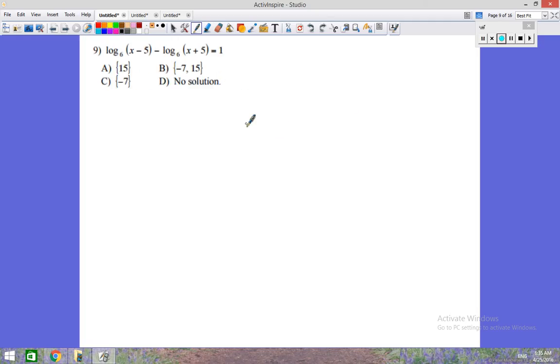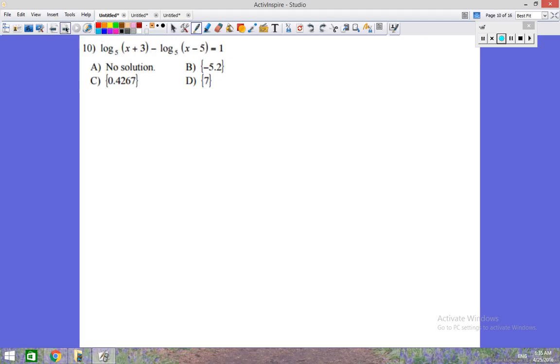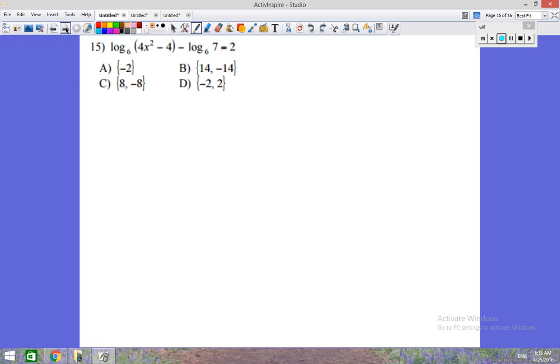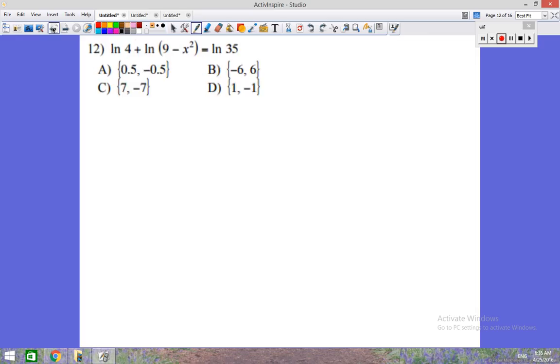All right, I'm going to stop this video and do the logs. The rest of the equations are log equations. The ones we were just doing were exponential equations. So we have 8 of those.